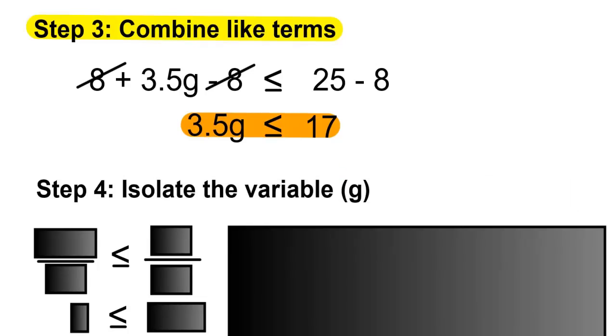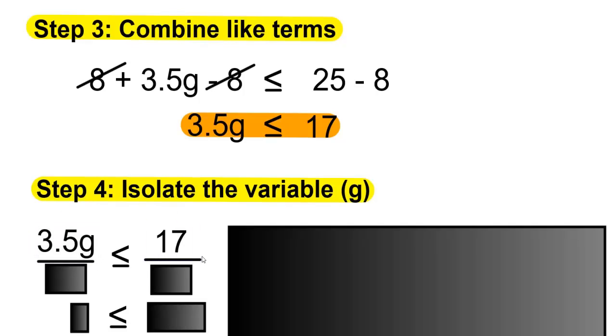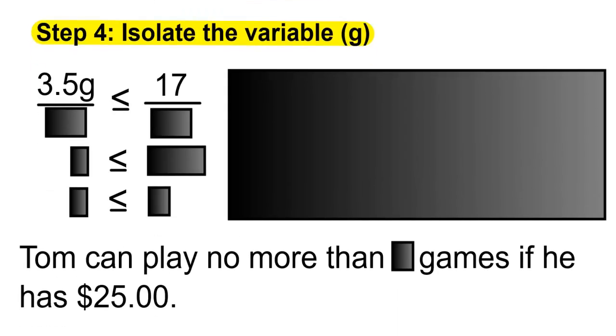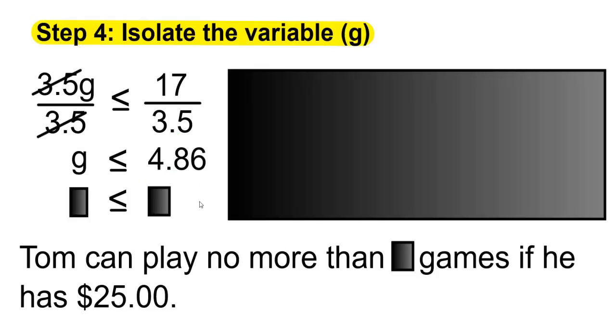Step 4, isolate the variable, and again the variable is G. 3.5 times G is less than or equal to 17. To remove the 3.5, we have to divide by 3.5. We therefore have to divide the other side by 3.5 as well. The times 3.5 and divided by 3.5 will cancel, leaving us with G. And 17 divided by 3.5 is going to be 4.86.